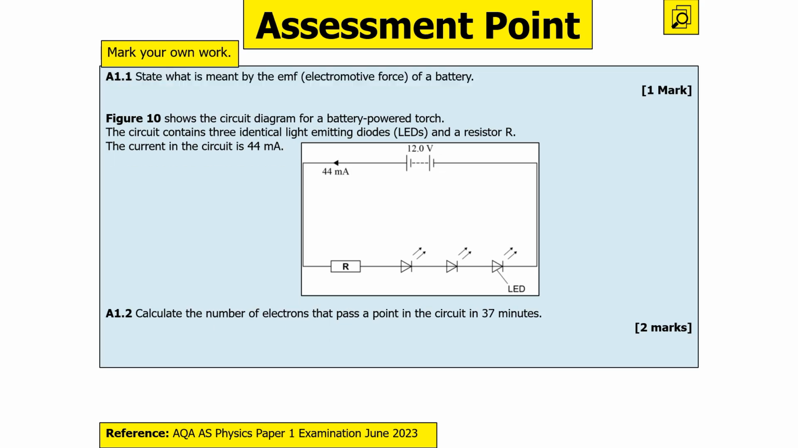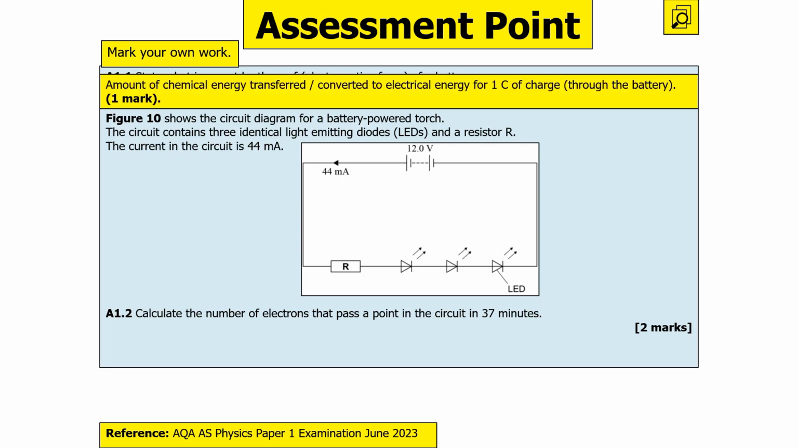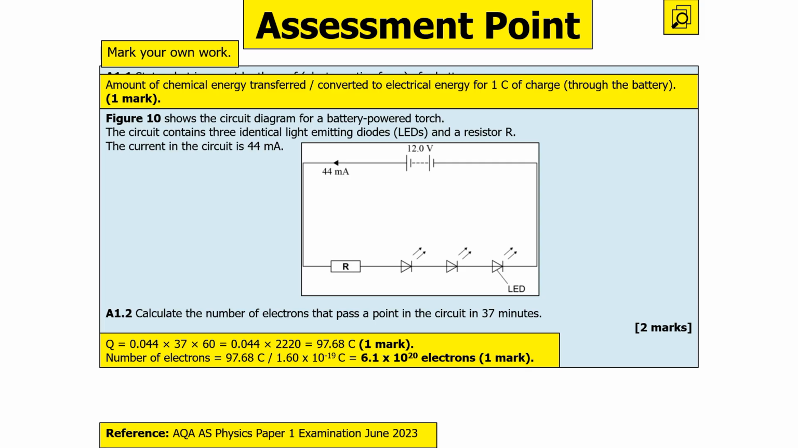Right, we got to learn the definitions of key terms. So EMF is the amount of chemical energy transferred or amount of energy converted to electrical energy for 1 coulomb of charge. It's per coulomb of charge. Now our next question, we know that charge is equal to current times by time. Time has to be in seconds though, so 37 minutes turns into 2,220 seconds by doing 37 times by 60. Remember, 44 milliamps turns into amps, so you get 97.68 coulombs. So the number of electrons is 97.68 divided by the charge of one electron, 1.6 times 10 to the minus 19 coulombs, 6.1 times 10 to the 20 electrons.